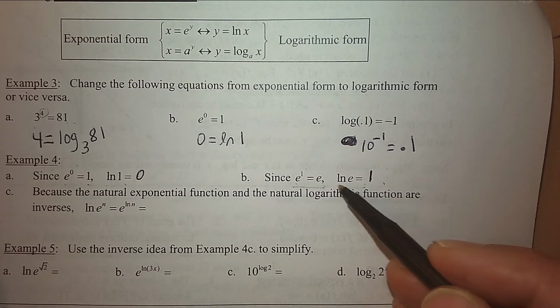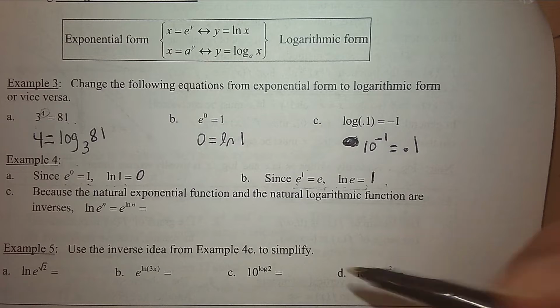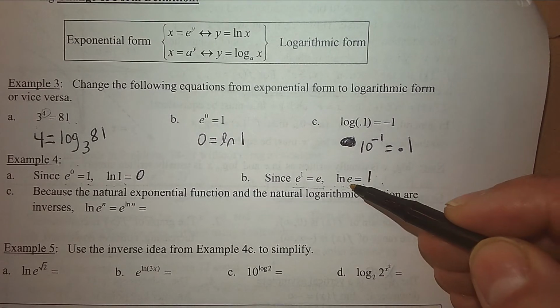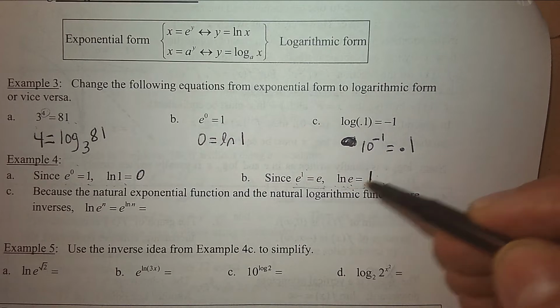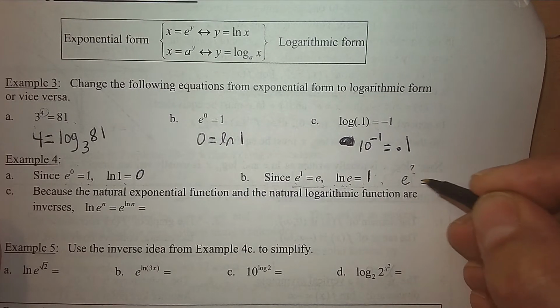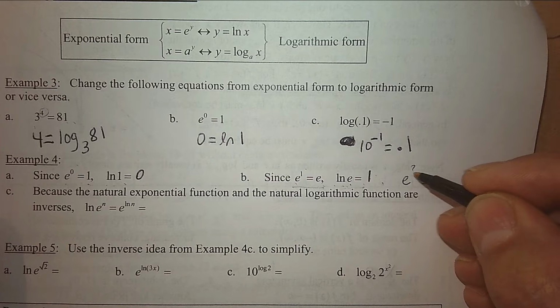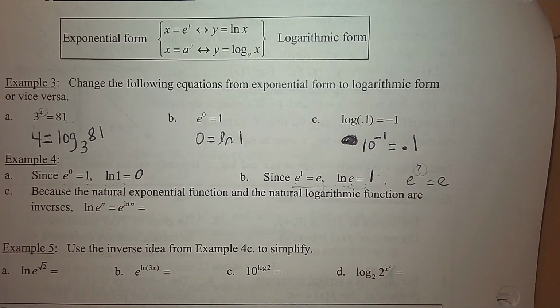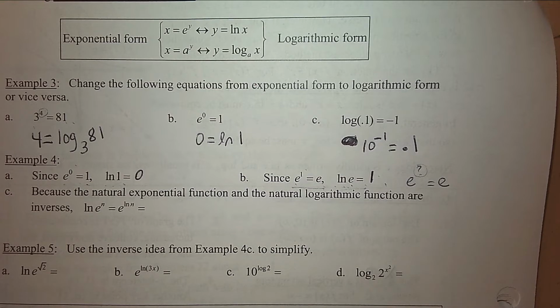Look, when you see ln, what base don't you see? e. e to what exponent is equal to e? 1, right? What would that exponent be to make it true? 1. That's all it's saying. So if you see ln e, you can take it out and put in what number?